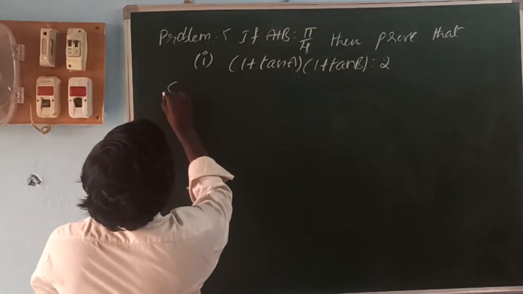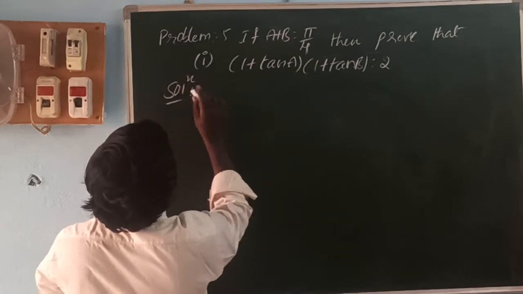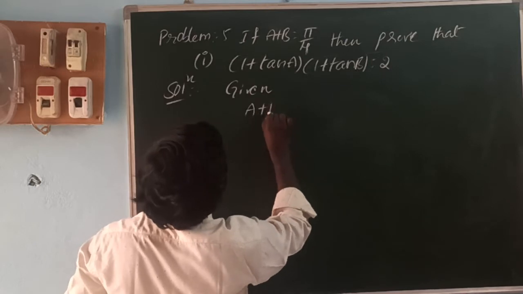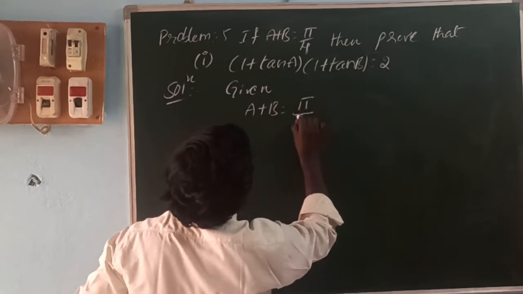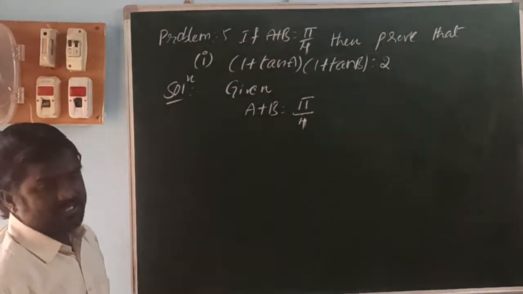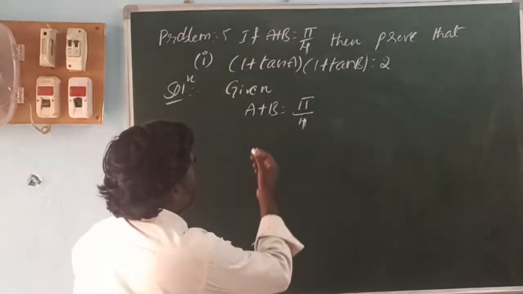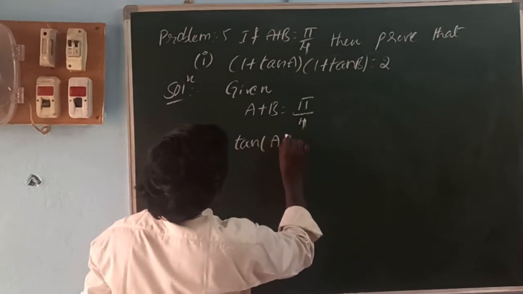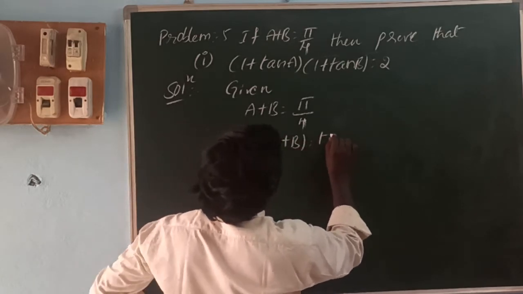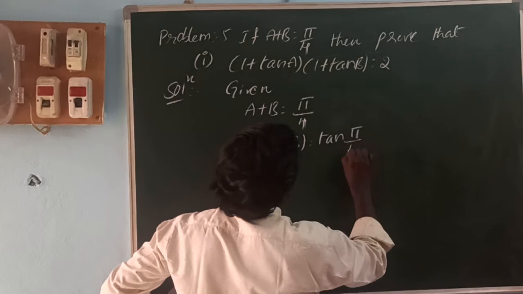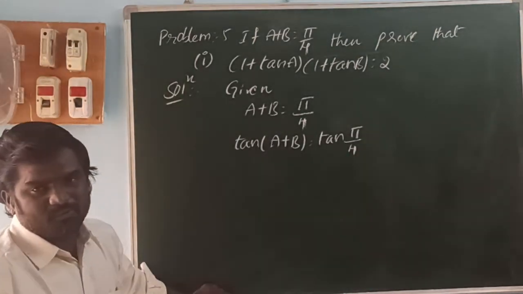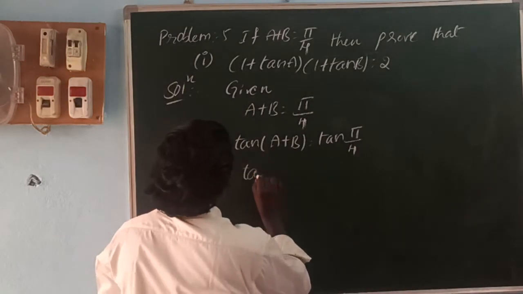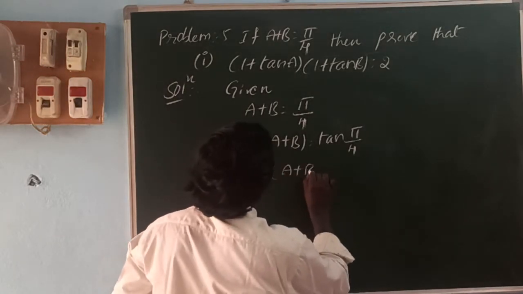So first, given a plus b is equal to pi by 4. Apply the tan ratio on both sides. That is, tan of (a plus b) is equal to tan of pi by 4. So pi by 4 is how much? 45. Tan 45 is how much? 1. So tan of (a plus b) is equal to 1.